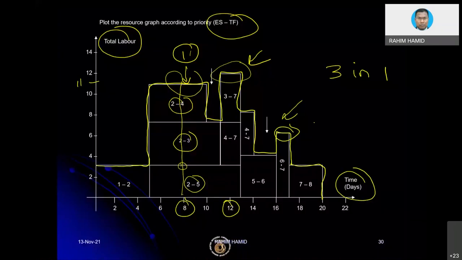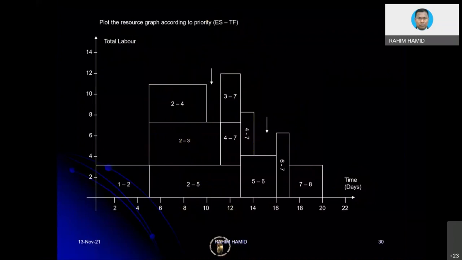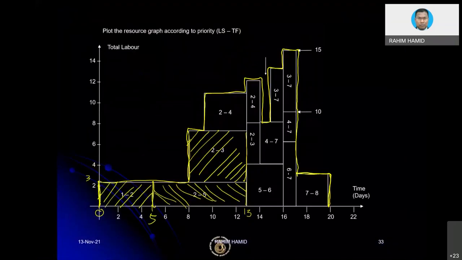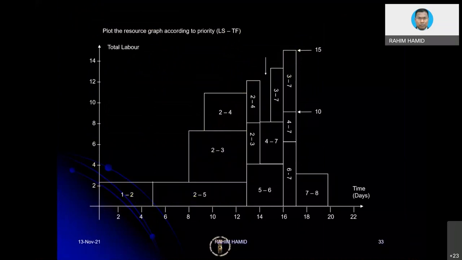Let me erase this thing. Okay, it looks like this. Then this is the diagram based on the late start. Let me erase this. So if you have the diagrams side by side, you should be able to see more clearly. So based on this diagram, which one is much better in terms of smoothing? Okay, in terms of smoothing, which one is better?